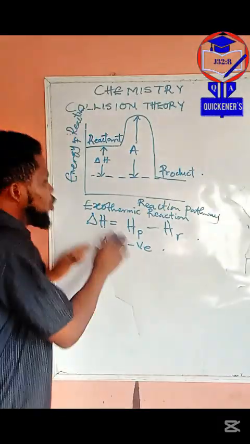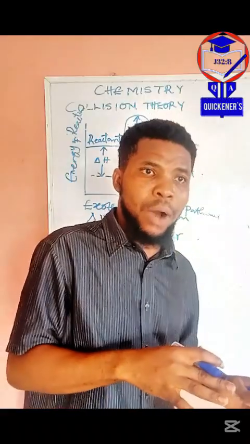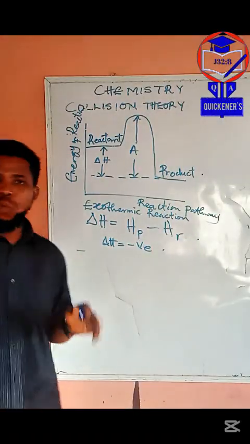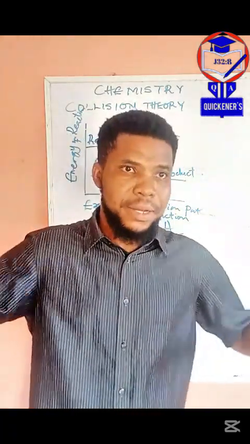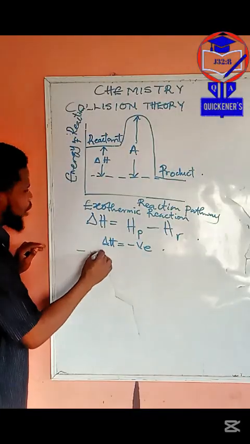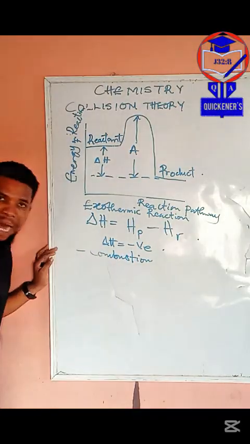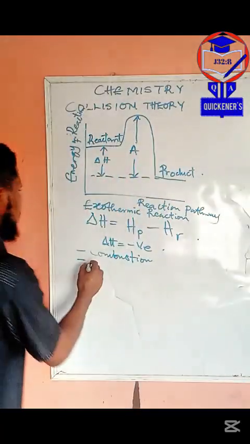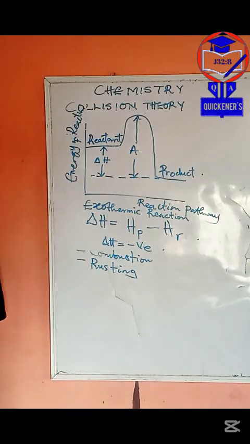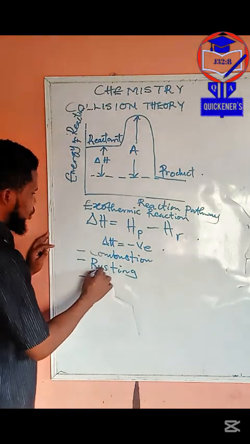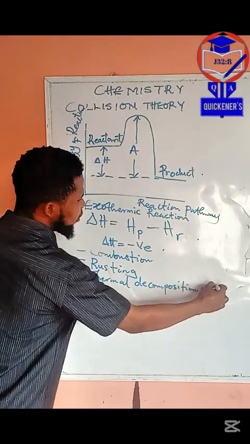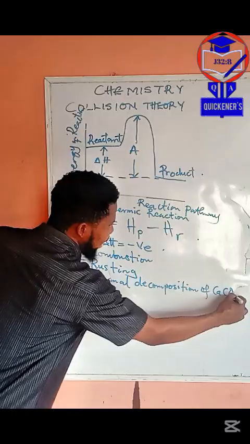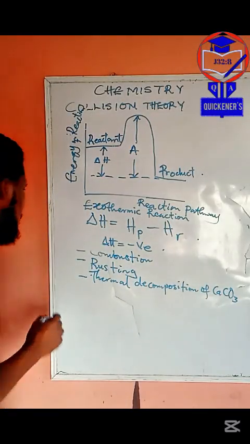So let's look at examples of reactions that are exothermic. Number one, the very first one, is combustion. When anything is burning, it releases heat, energy, to the environment. Another example is roasting. Roasting is an example of an exothermic reaction. Another example is thermal decomposition. Let's use the thermal decomposition of limestone. That is exothermic.